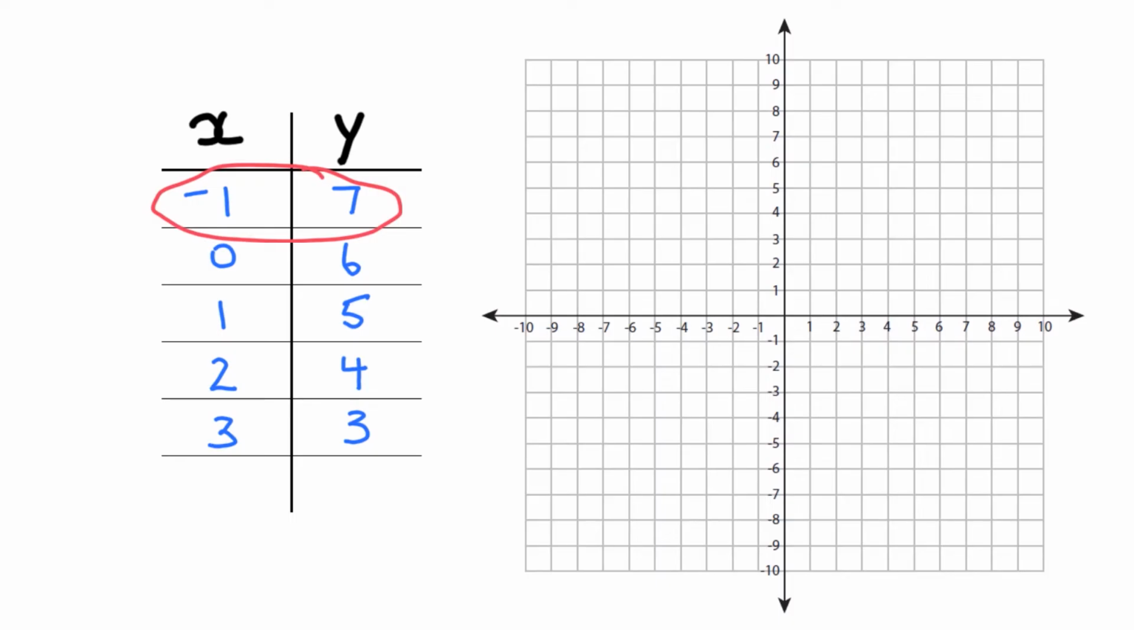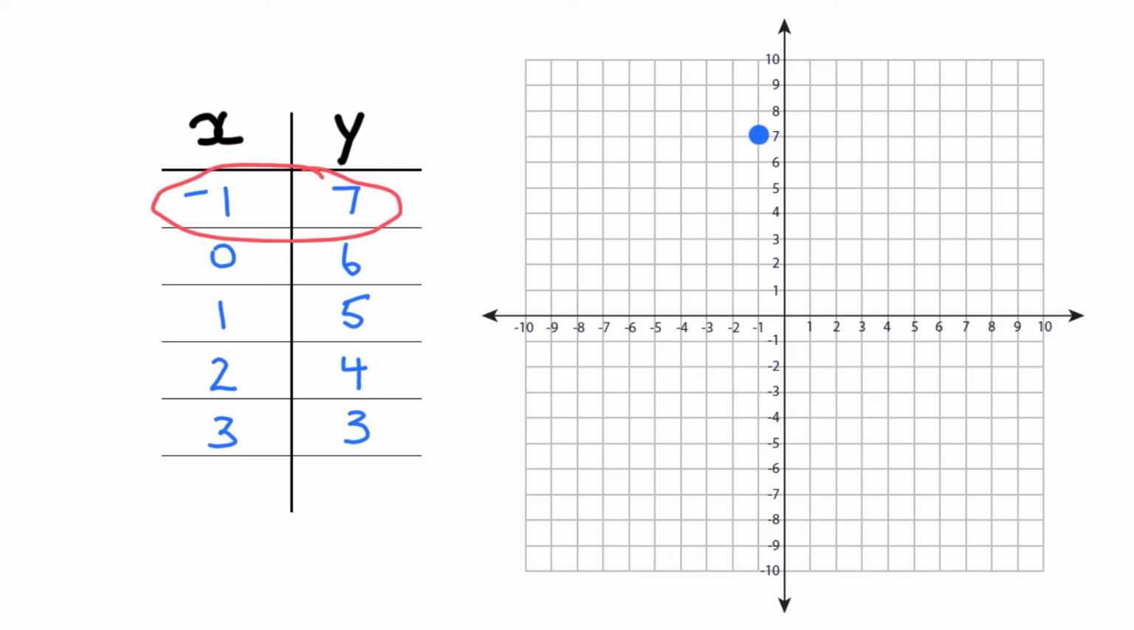So our x value is -1. We have to find where x is negative, and we know this is where x is negative. The y value is positive, so I'm going to be going upwards. And I go all the way up to number 7. So our first point, -1, +7, is right there.